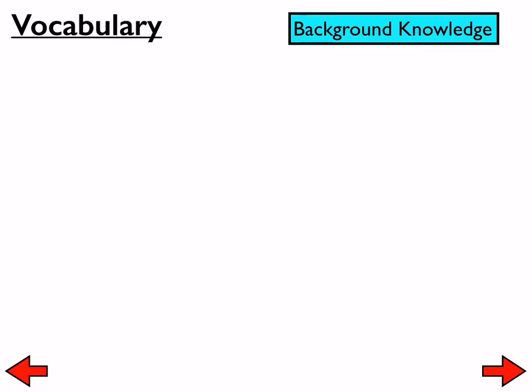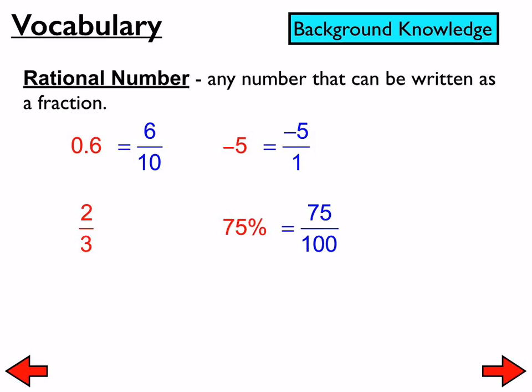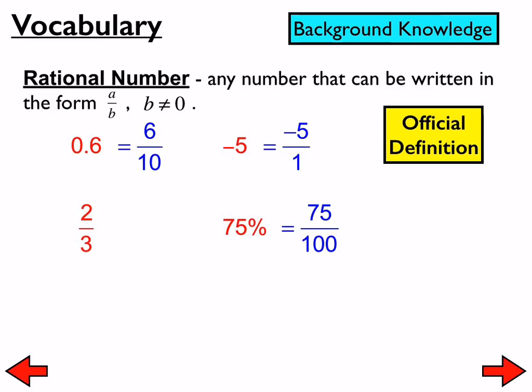So now that leads us to something we talked about a few days ago, where I defined to you what a rational number is. And this was the definition that you were given in the 6th grade, but the official definition of what a rational number is, as I get through the rest of this, is this. It's any number that can be written in the form A over B, where B cannot equal 0.